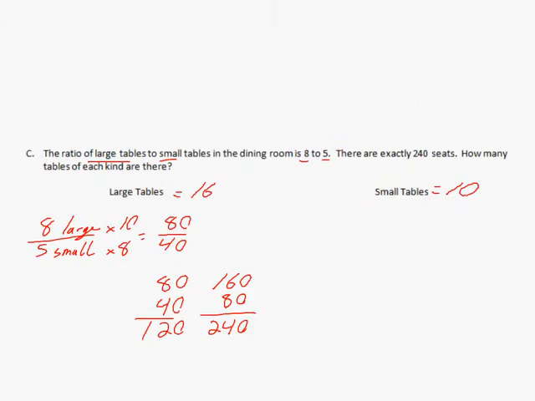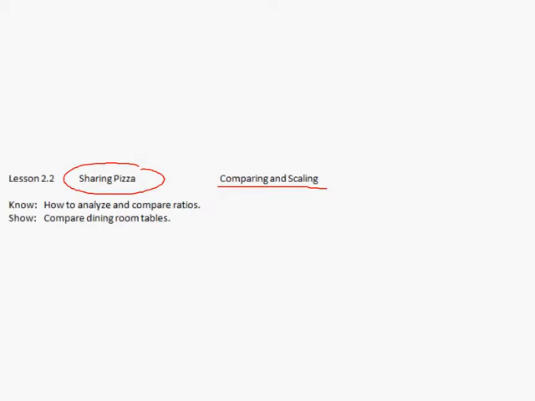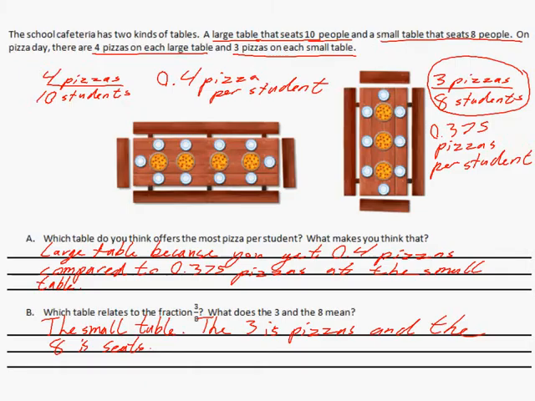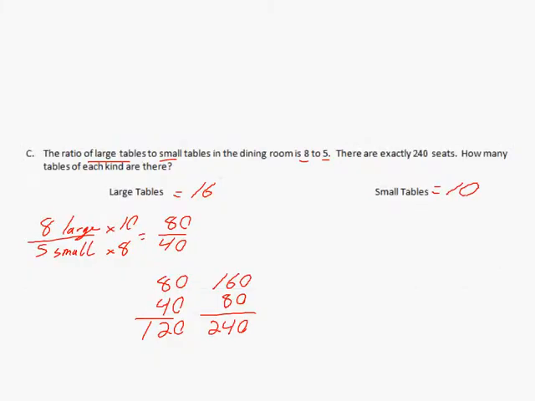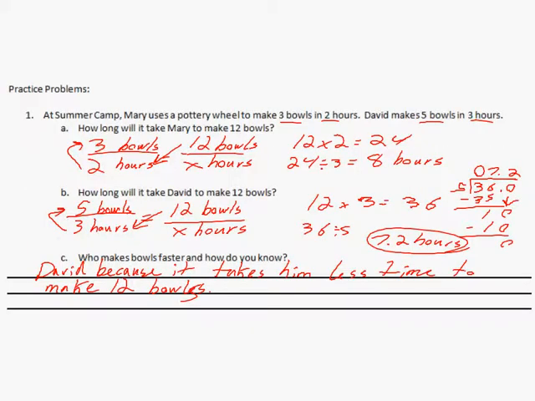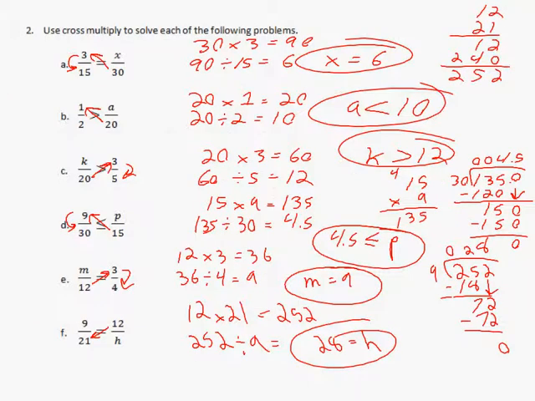Let's go back over the worksheet, make sure we answered everything completely. This was lesson 2.2, talking about sharing pizza and comparing and scaling. We looked at our 2 different tables, analyzed some fractions, wrote some responses, analyzed some more tables, figured out how many large and small we'd need for our 240 students. Did some practice problems, figuring out who makes pottery bowls faster, and then did some cross multiply and divide practice. This is the end of lesson 2.2. Up next is lesson 2.3 in comparing and scaling.